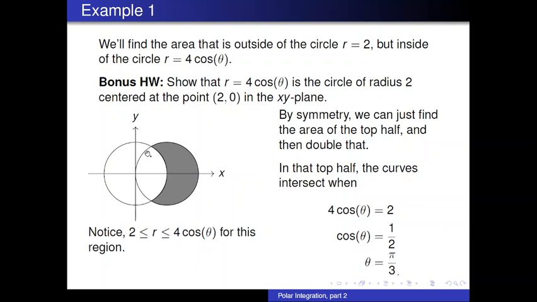In this top half here, we have that this intersection occurs when 4 cosine of theta equals 2, right? The two radii are going to be the same. That means that cosine of theta is a half, which, if I remember anything, means that theta is pi over 3, right? So theta equals pi over 3. I think we could probably say that this one down here is theta equals negative pi over 3, but we won't need that. We'll just find the area as theta goes from, say, 0 to pi over 3, and just double that afterwards.